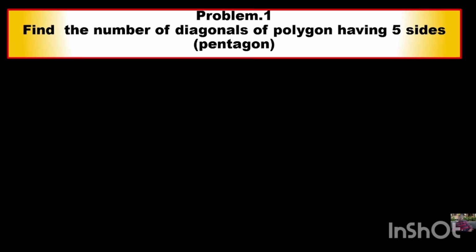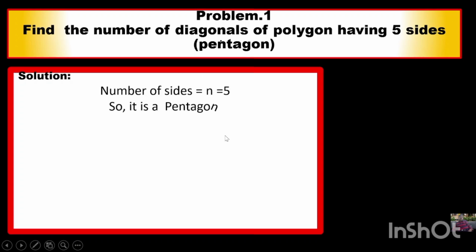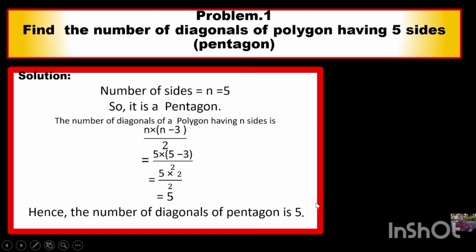Here the first question is: find the number of diagonals of a polygon having 5 sides, which is a pentagon. So the number of sides n is equal to 5. As per the formula, the number of diagonals is n into n minus 3 by 2, which is 5 into 5 minus 3 by 2, which is 5 into 2 by 2. After cancellation we shall get 5. Thus the pentagon has 5 diagonals.